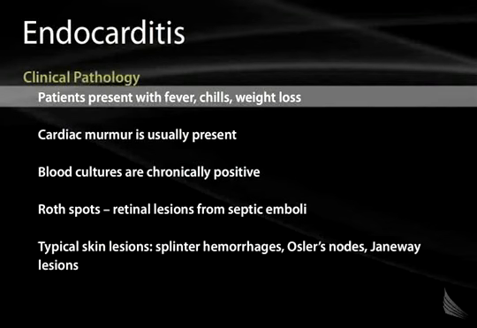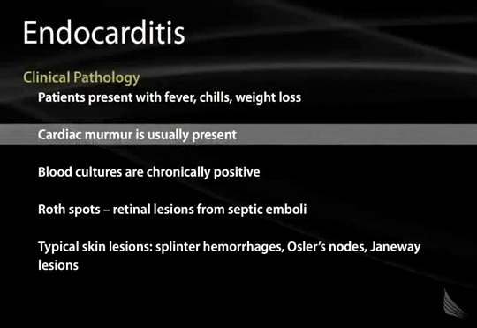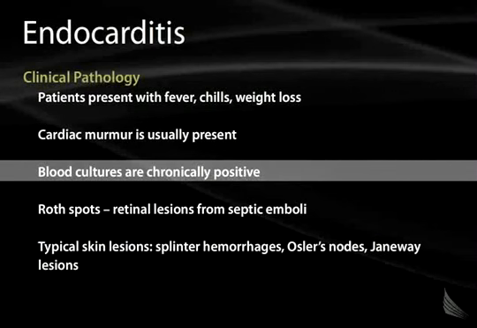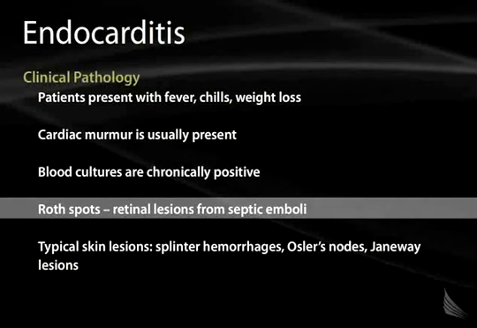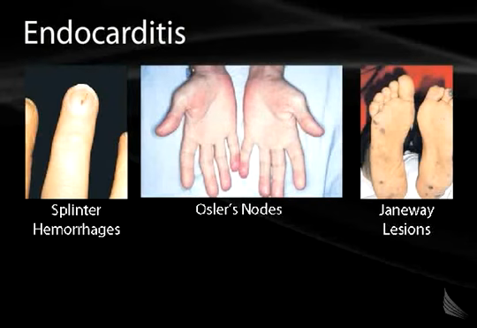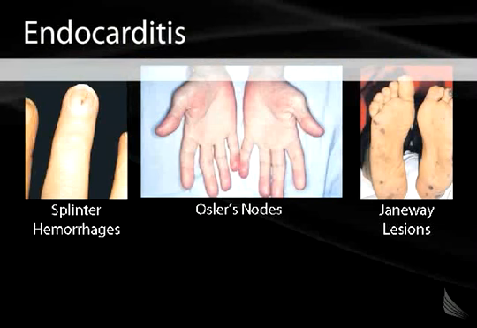Clinically, these patients will present with fevers, chills, and weight loss. You can potentially hear a cardiac murmur. Blood cultures are chronically positive. You can have peripheral sequelae of endocarditis, such as Roth spots, which are retinal lesions from septic emboli. Or you can have typical skin findings, such as splinter hemorrhages, Osler nodes, and Janeway lesions, as pictured here, in the nails and the hands and the feet.